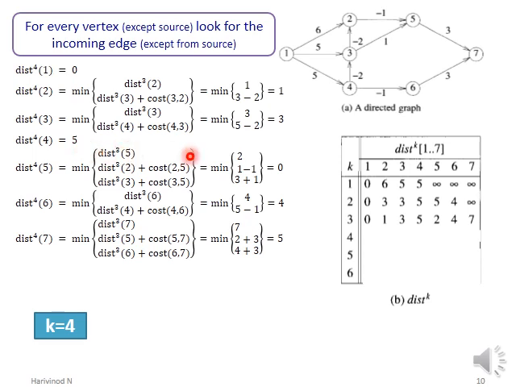Distance of 5, the earlier value is 2. Whether we have better values from the 2 incoming edges.